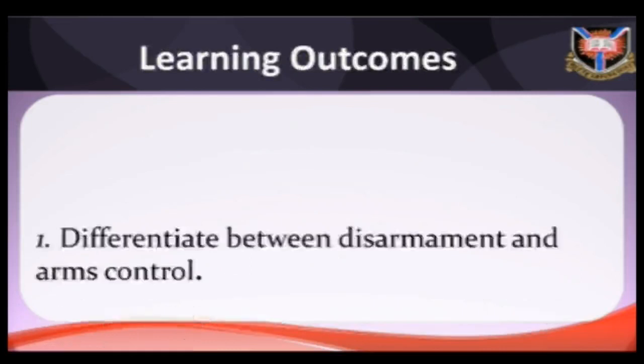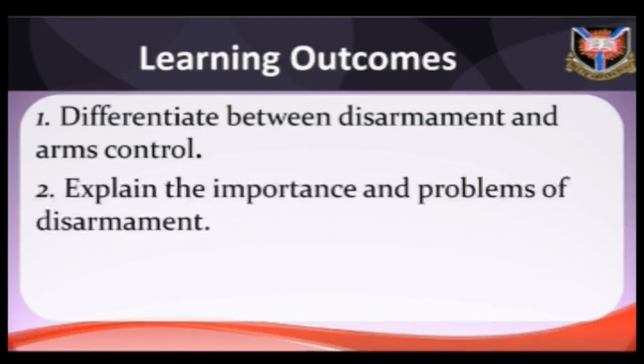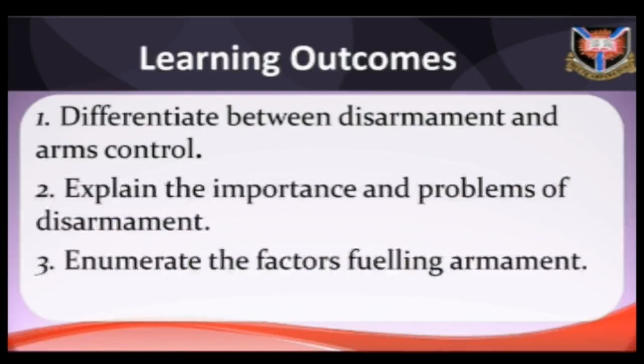Learning outcomes. When you have studied this study session, you should be able to differentiate between disarmament and arms control, explain the importance and problems of disarmament, and enumerate the factors fueling armament.